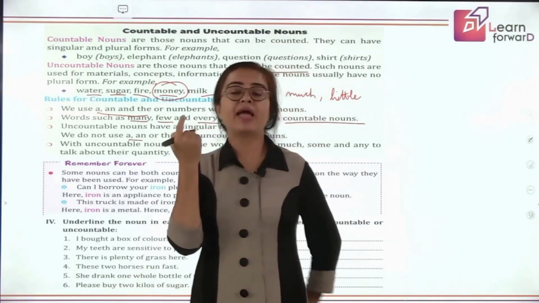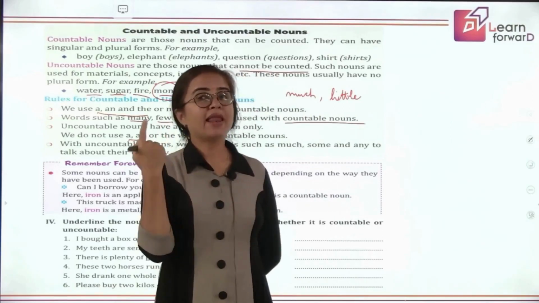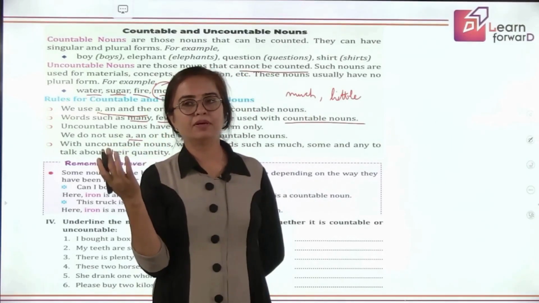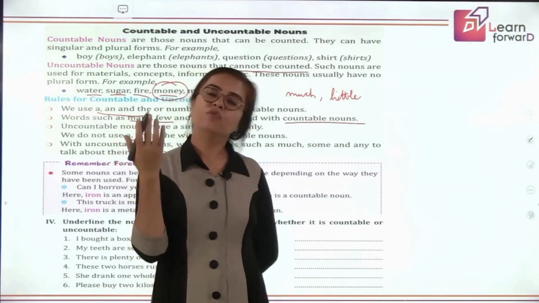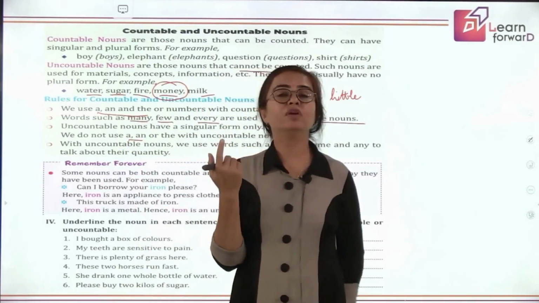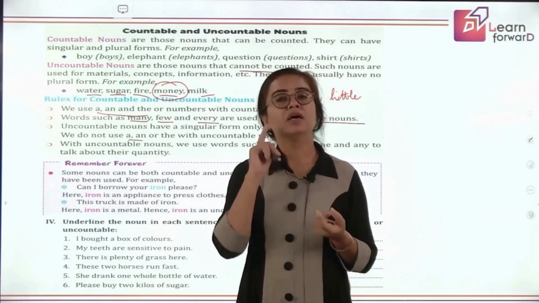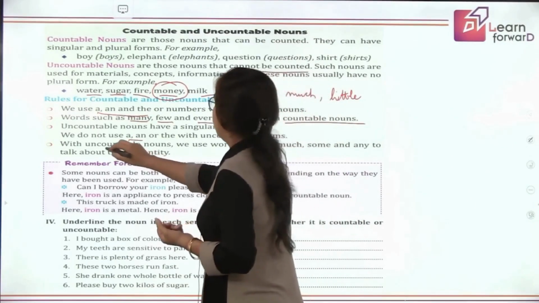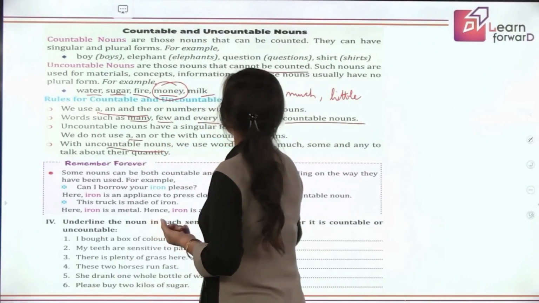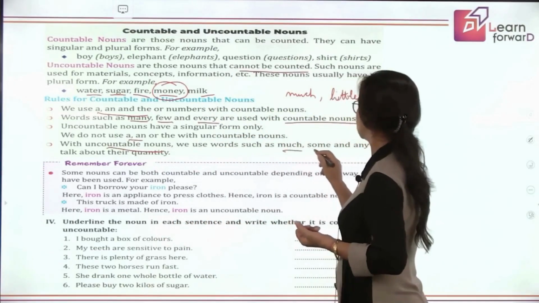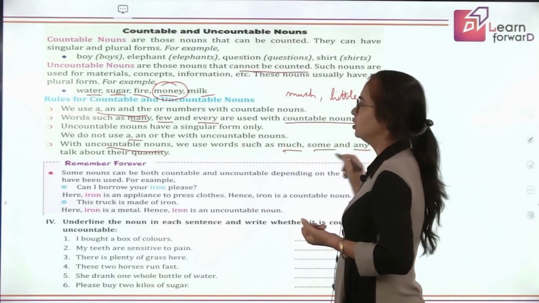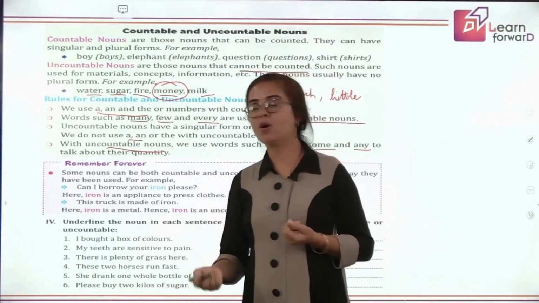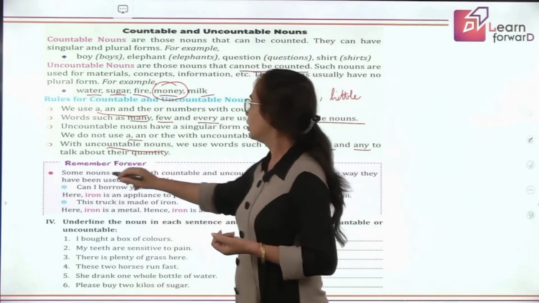A and an mean one. An apple means one apple. A boy means one boy. So a, an will be used only with countable singular nouns, right? With uncountable nouns, we use words such as much, some, any to talk about their quantity, and it's not countable.